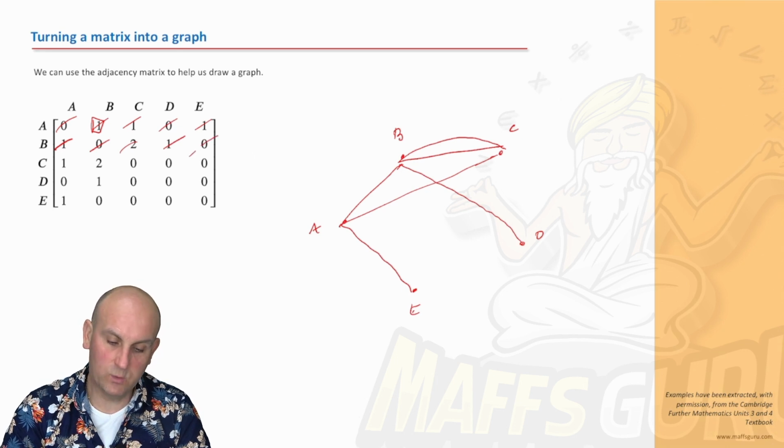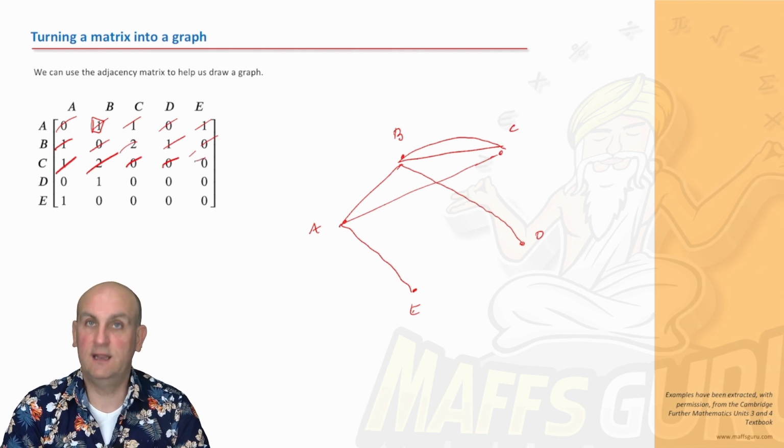C to A, there's 1 connection. Well, we've already got that. C to B, there's 2 connections. We've already got that. C to C, there's no loops. C to D, there's no connection, which there isn't. C to E, there is no connection. See how we're doing this?